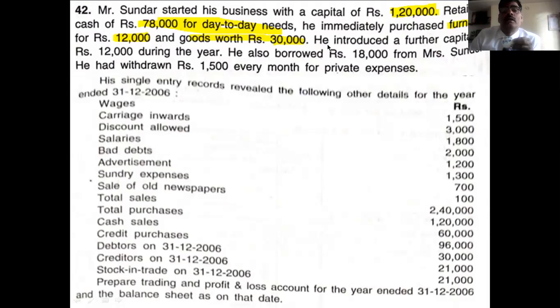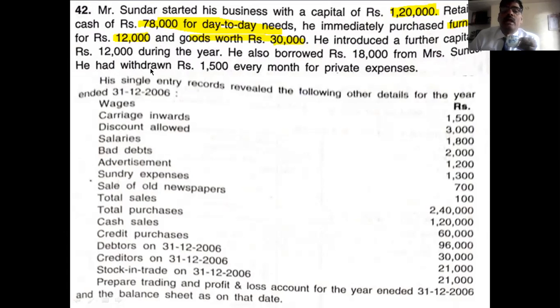Okay, and he introduced further capital of rupees 12,000. This further capital comes in the cash book receipt side. He borrowed rupees 18,000 from Mrs. Sundar. Mrs. Sundar, borrowed means it is a loan. So it also comes on the cash book receipt side, and then goes to the balance sheet.